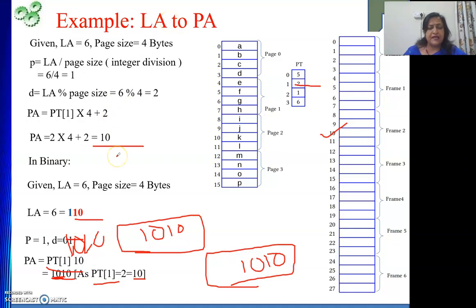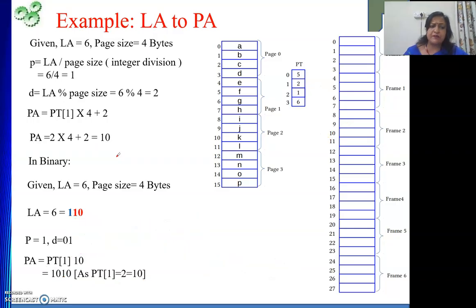Hope this part is clear. In any of the methods, whichever you prefer, in this method or this method, you can do the address translation. Hope this part is clear. Then next we will see how to make my address translation process faster.